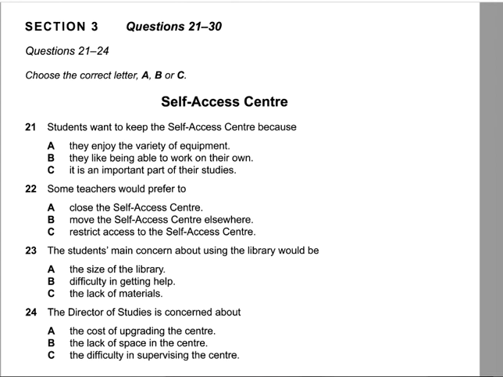Hi, Yun. As you know, I've asked you here today to discuss the future of our self-access centre. We have to decide what we want to do about this very important resource for our English language students. So, can you tell me what the students think about this? Well, from the students' point of view, we would like to keep it.